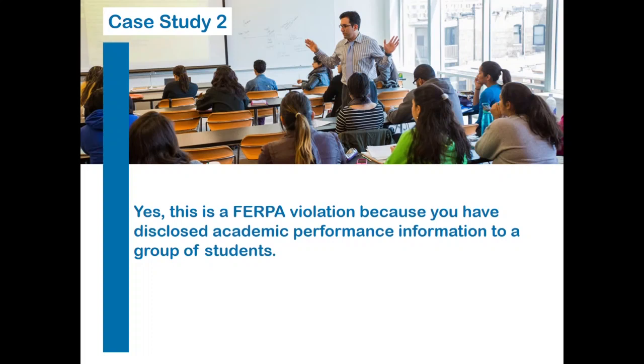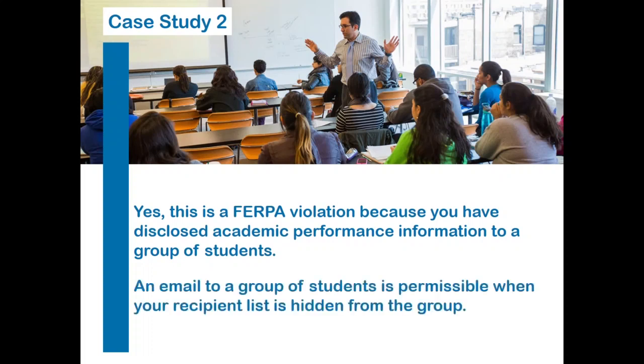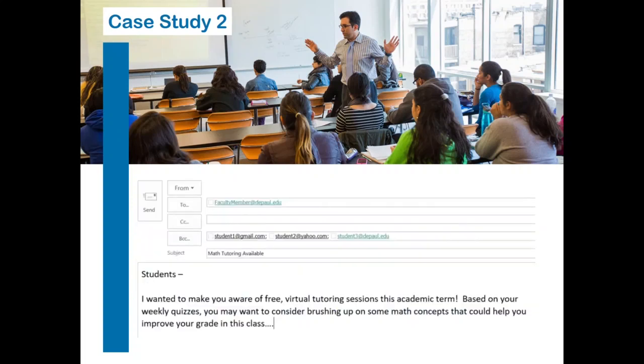Yes, this is a FERPA violation because you have disclosed academic performance information to a group of students. An email to a group of students is permissible when your recipient list is hidden from the group. A FERPA best practice is to BCC your student recipients to protect their privacy.